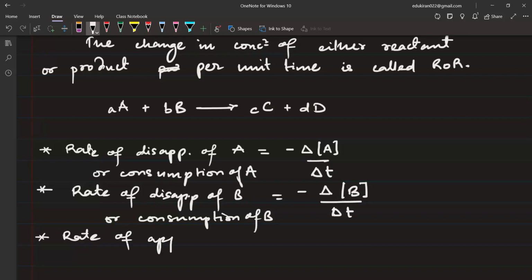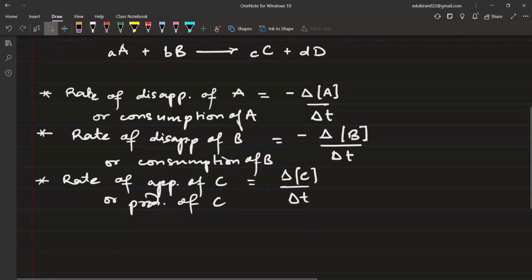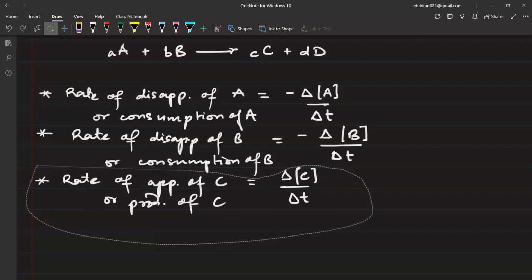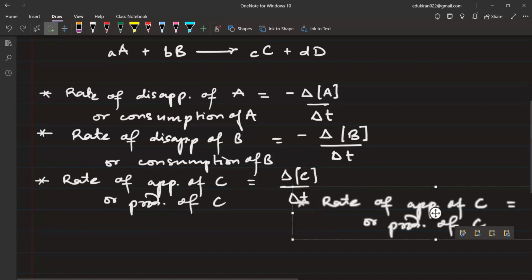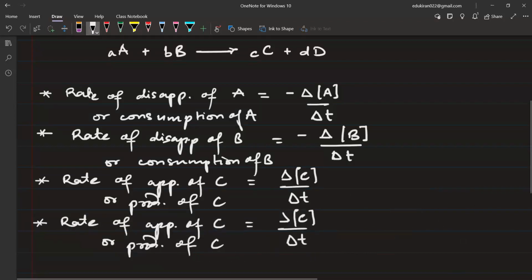Rate of appearance of C or production of C will be equal to change in the concentration of C divided by change in time. Now, this is positive. Why? Because it is a product. Similarly, I can write this for D also. So rate of appearance of D or rate of production of D will be equal to delta D by delta T.